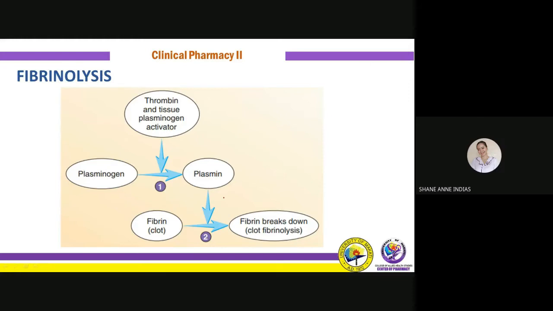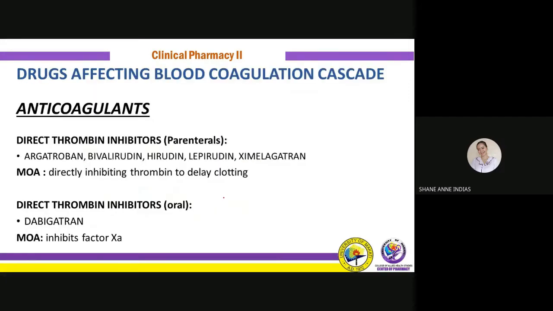So, for the drugs affecting the blood coagulation cascade, Ms. Pepe. We have anticoagulants, prothrombotics, and antiplatelets. For anticoagulants, direct thrombin inhibitors exert their anticoagulant effect by directly binding to the active site of thrombin, thereby inhibiting thrombin's downstream effect, causing non-formation of clot.